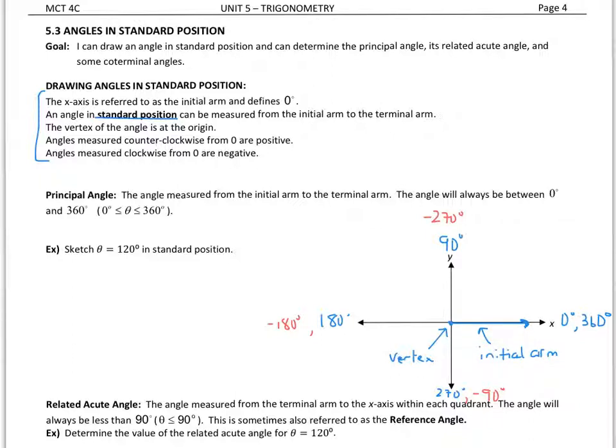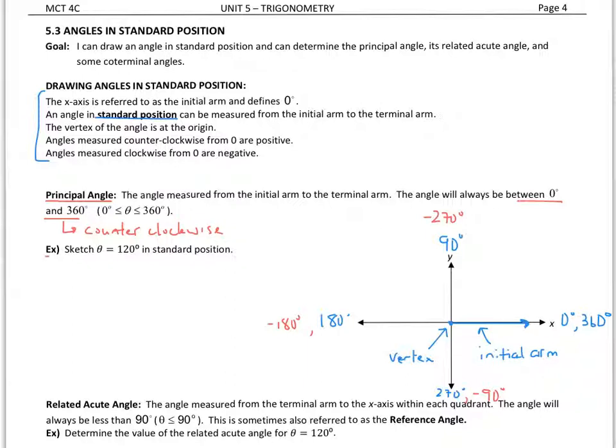All right, now our principal angle, again, that's another word we need to make sure that we know. The principal angle is always defined as an angle measured from the initial arm to the terminal arm and the angle will always be between 0 and 360, meaning that because it's between 0 and 360 degrees, it is going in the counterclockwise direction. Counterclockwise.